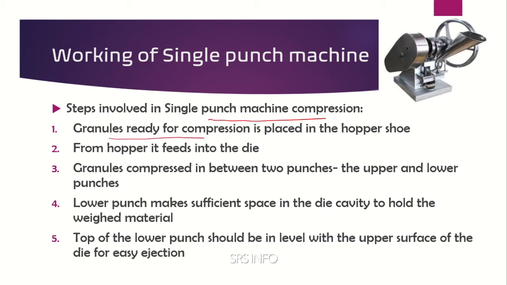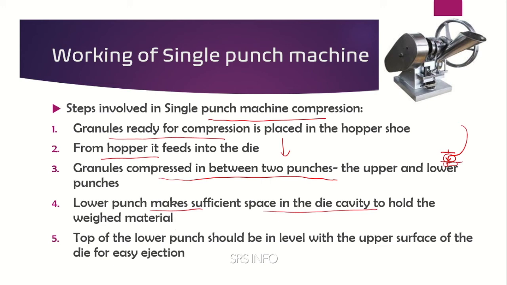First, the granules ready for compression are placed in the hopper shoe. Then from the hopper it feeds into the die. The granules are compressed between the two punches, the upper punch and the lower punch. The lower punch makes sufficient space in the die cavity to hold the weighed material. Then the top of the lower punch should be level with the upper surface of the die.